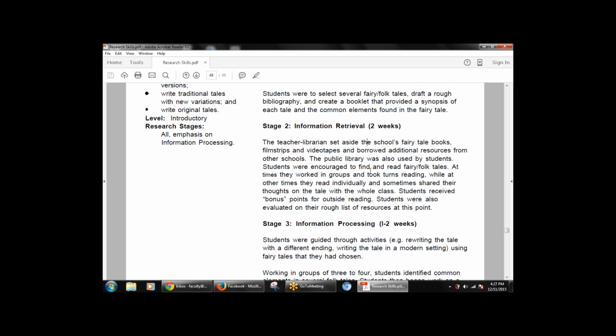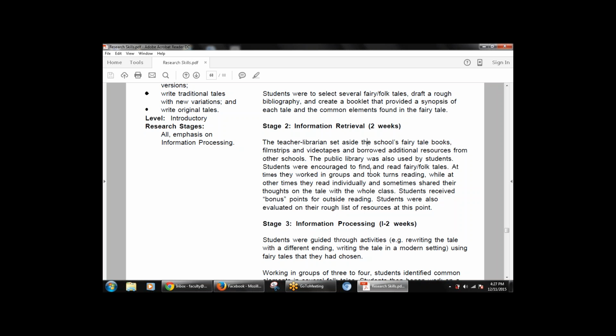In this stage, the teacher librarian set aside the school's fairy tale books, film tapes, and video tapes, and borrowed additional resources from other schools. The public library was also used by the students. Students were encouraged to find and read fairy and folk tales.